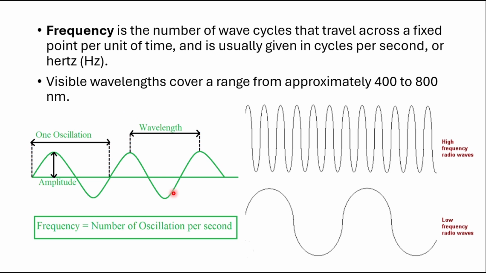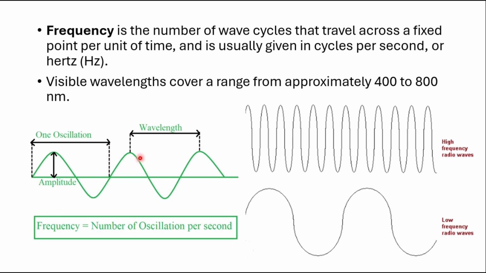Also, we discussed frequency as the number of wave cycles that travel across a fixed point per unit of time, and is usually given in cycles per second or hertz. The visible wavelength covers a range from approximately 400 to 800 nanometers.